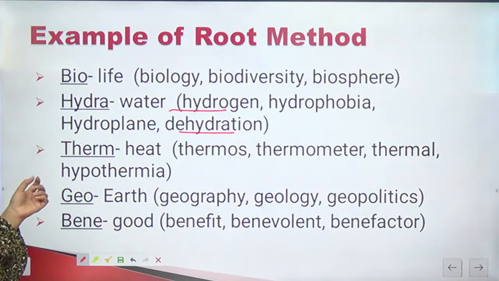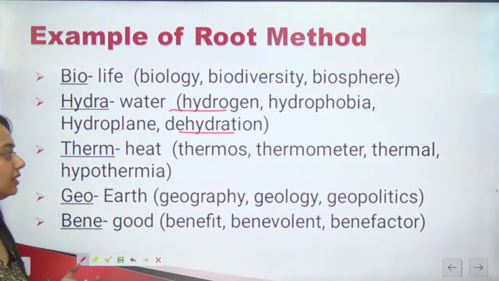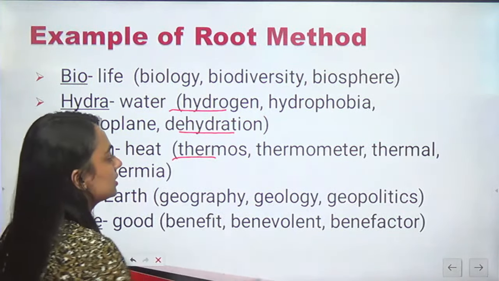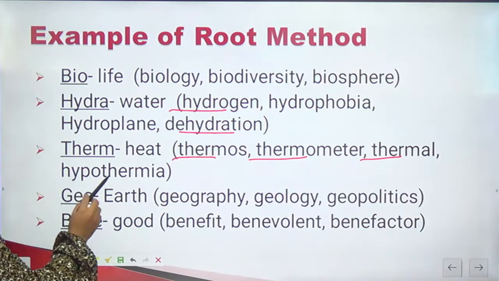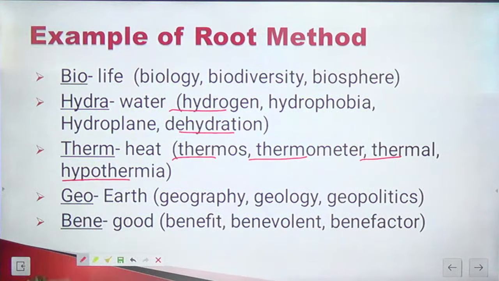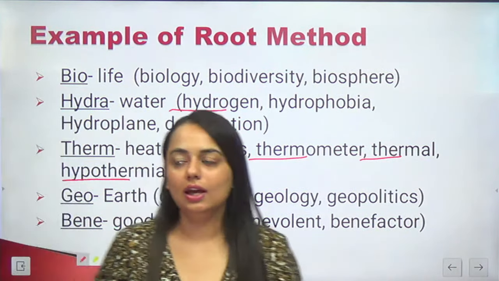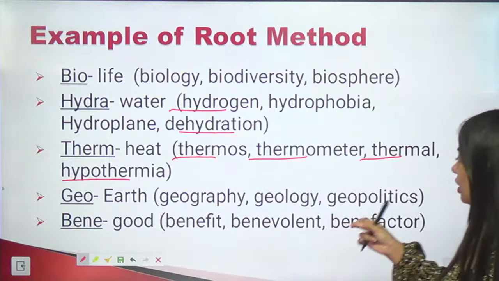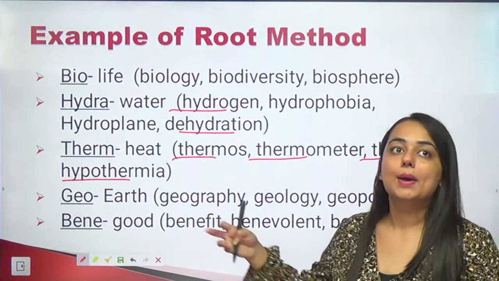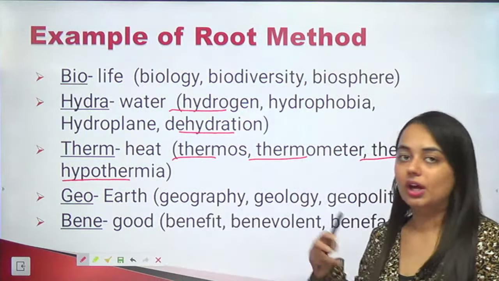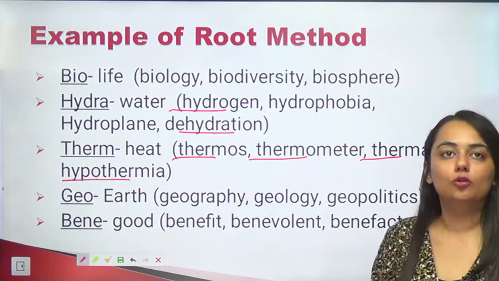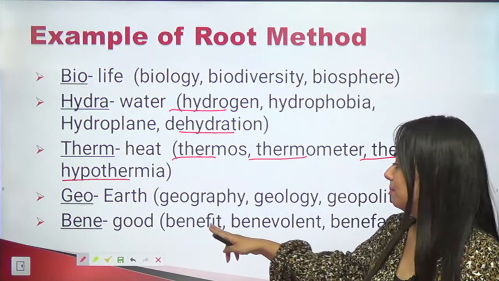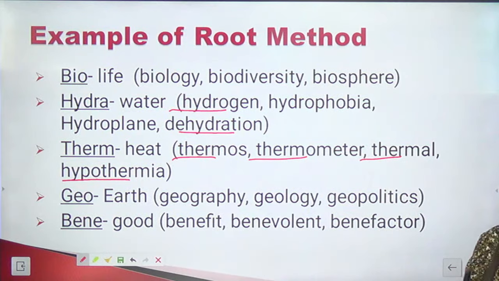So next is therm, which means heat, and this makes up words like thermos, thermometer, thermal, again related to heat, and hypothermia. Right? The next word is geo, which means earth. What words can be made from geo? Examples are geography, geology, geopolitics. Similarly, bene is a word that means good or for the well-being of people. The words can be benefit, benevolent, and benefactor.